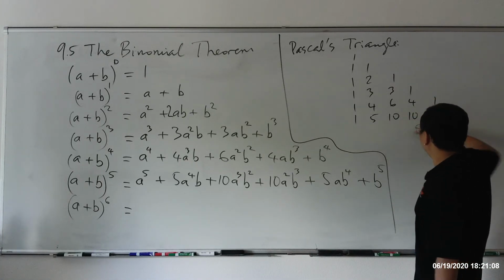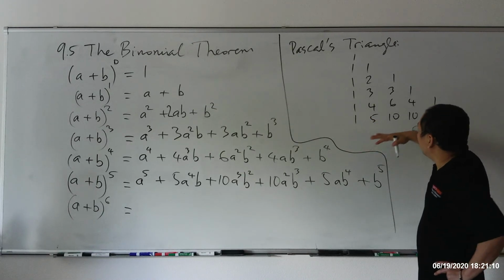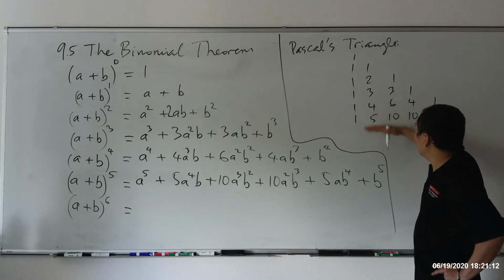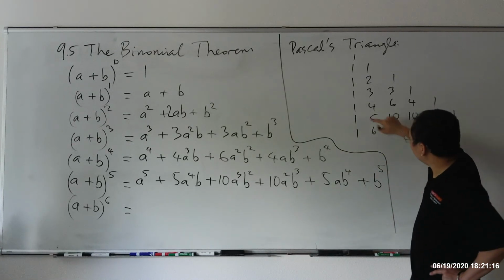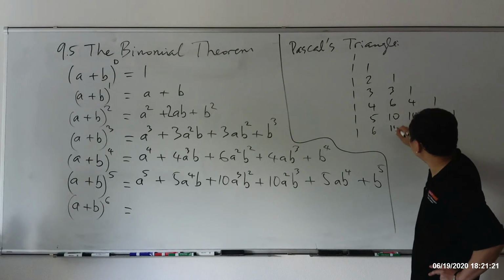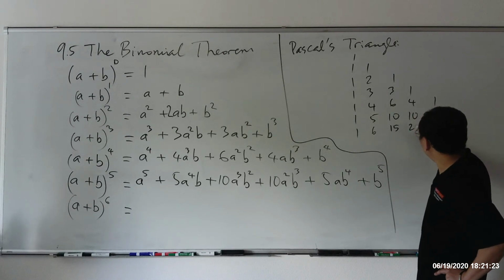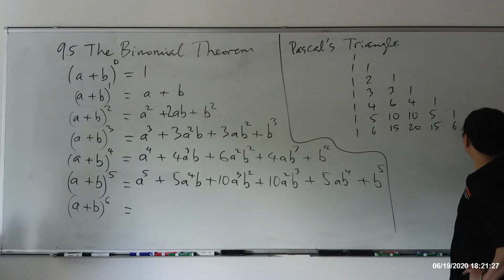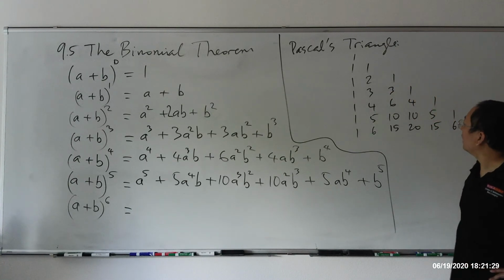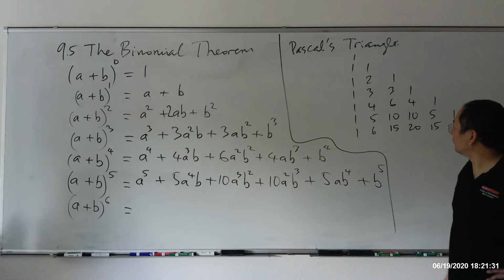If you want to figure out the next line, you're going to use the line above it. So it's 1 right here, 6 right here. All right, you see what? 1 plus 5 equals 6. And then 5 plus 10 is 15, you see? And then 10 plus 10 is 20. 10 plus 5 is 15. 5 plus 1 is 6. And then 1 plus nothing is just 1. It's true for any line that you see above.